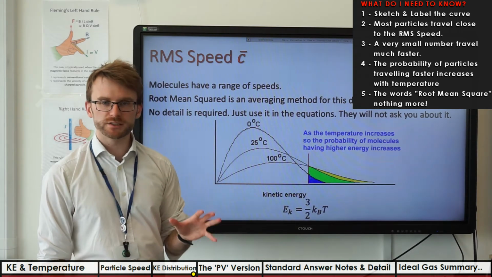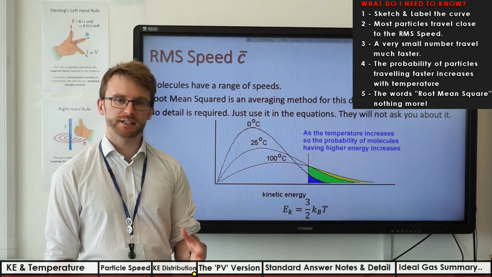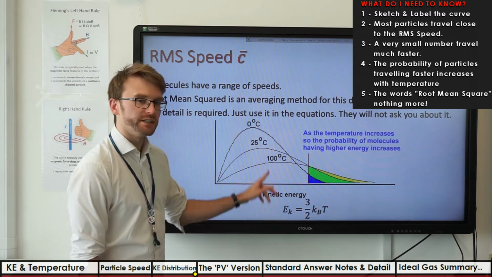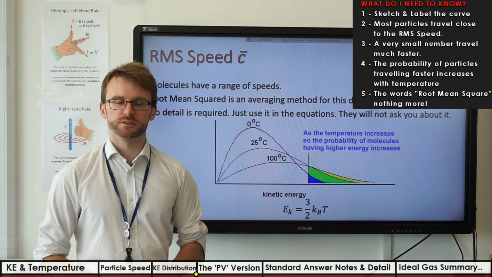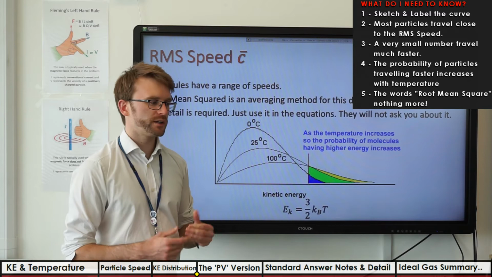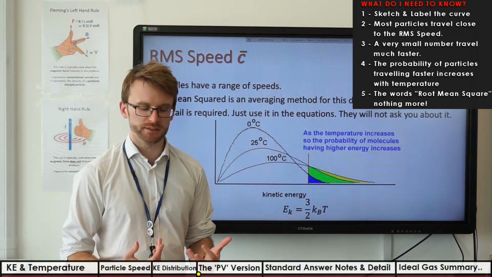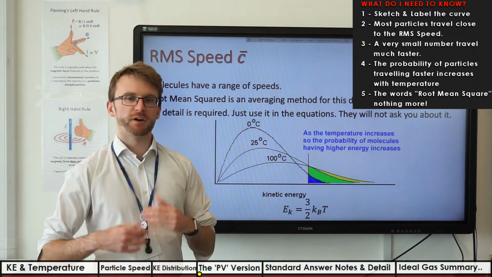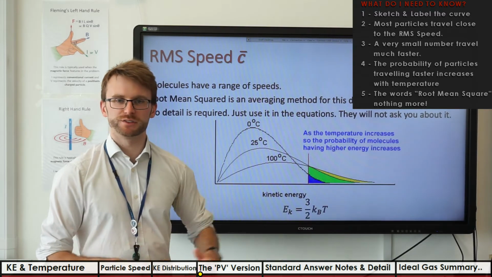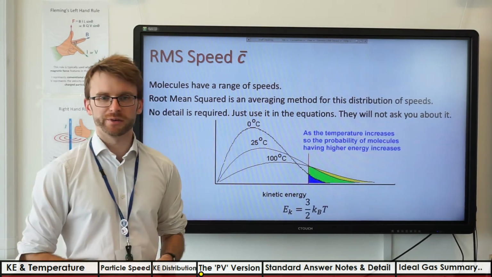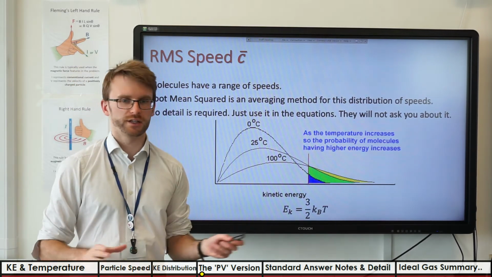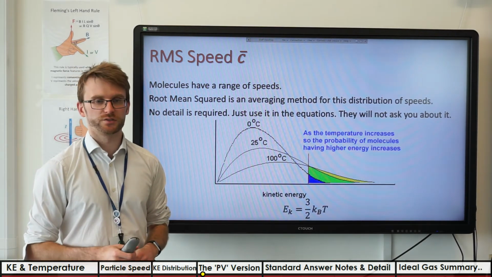The root mean square speed is a technique for averaging these non-normal distributions. So when I refer to the root mean square speed, it's just the average speed, but for a very specific type of statistical distribution. All you need to know about that are the words, nothing else. No detail is required, just using equations.